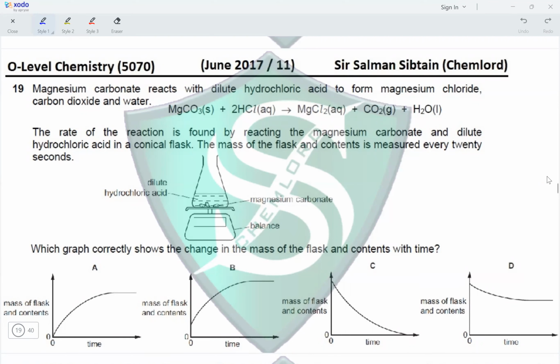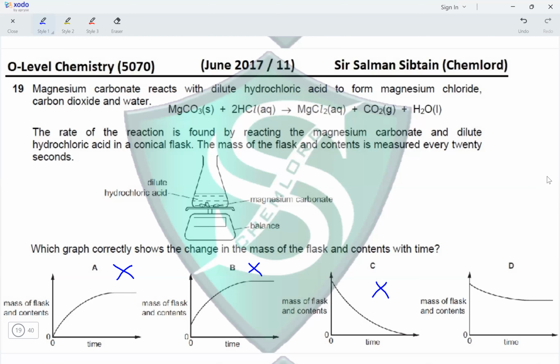So options A and B are directly eliminated because they are showing an increase in the mass with time. C and D are showing a decrease in the mass with time. C shows that the mass decreases and reaches zero. It is not possible for the flask to have a zero mass because we have dilute hydrochloric acid and magnesium carbonate reacting to form magnesium chloride, carbon dioxide, and water. The only thing that is lost is carbon dioxide. So it would have a mass remaining even after the reaction is complete. So option C is incorrect.